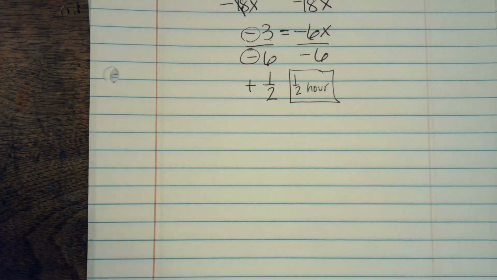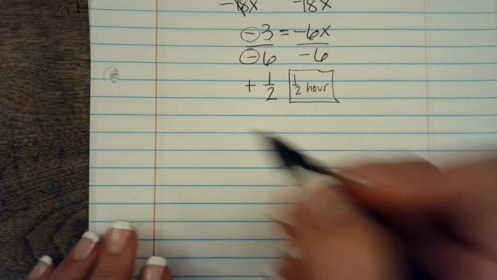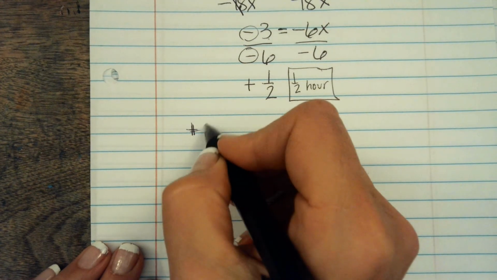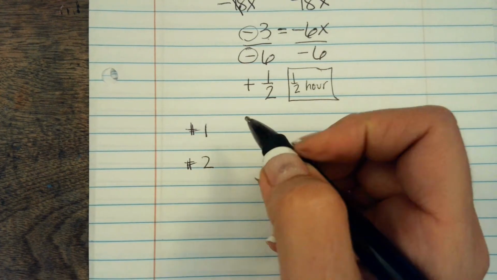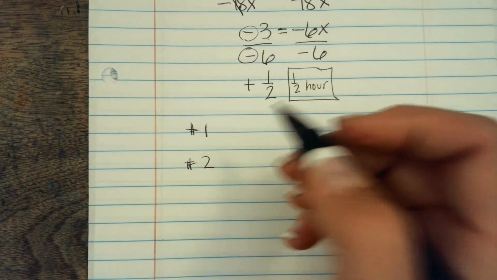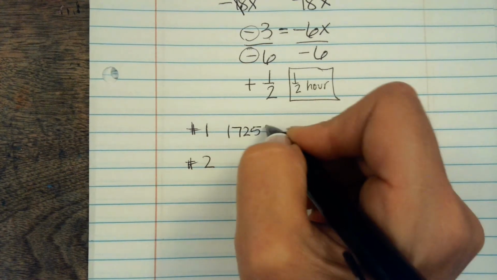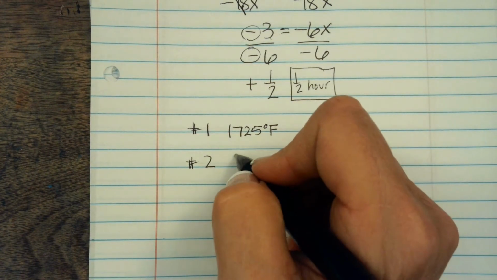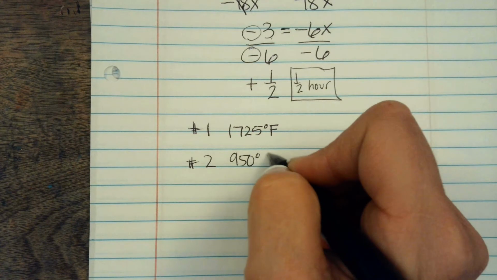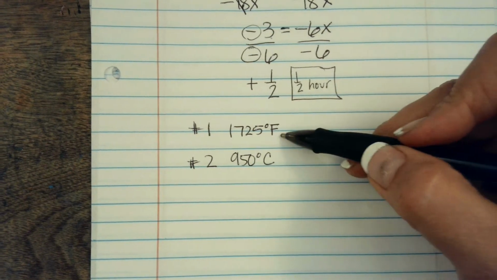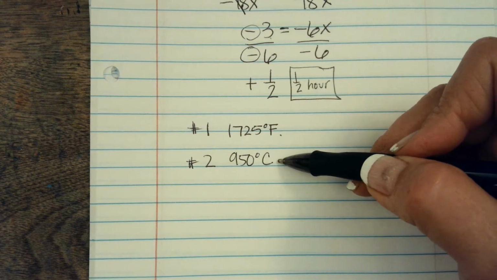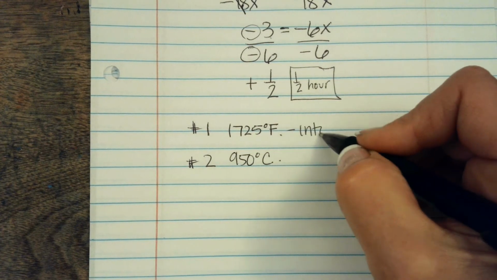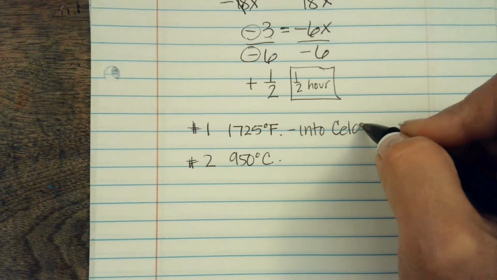Okay, number 17. 2 scientists are measuring lava temperatures. We have scientist number 1 and scientist number 2. Scientist number 1 records a temperature of 1725 degrees Fahrenheit, and scientist 2, 950 degrees Celsius. Because this is Fahrenheit and this is Celsius, they're saying make this into Celsius so that you can compare.